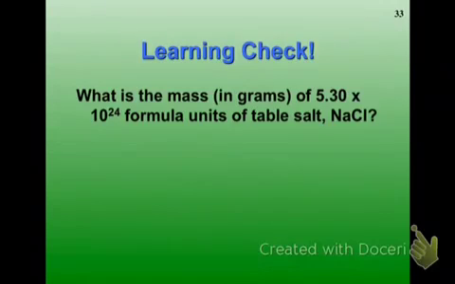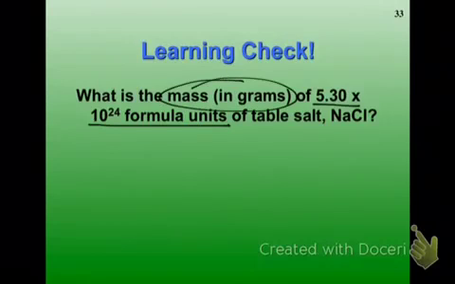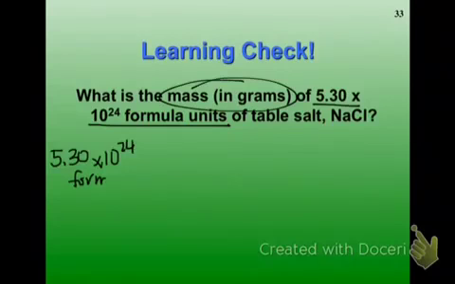Here's another problem for us to try. What is the mass in grams of 5.30 times 10 to the 24th formula units of table salt, which is NaCl? This problem looks a little different now because this is what I know, which is particles, and I'm looking for grams. And so my steps are going to be in reverse order. I'm going to start with what I know. 5.30 times 10 to the 24th formula units.